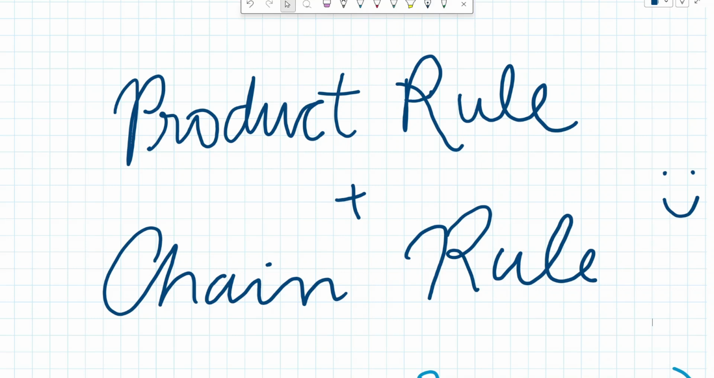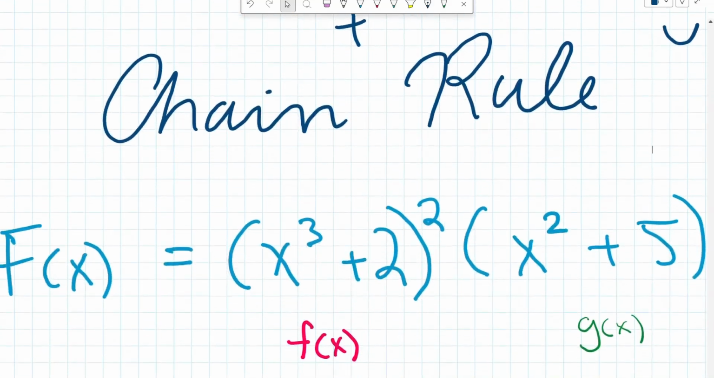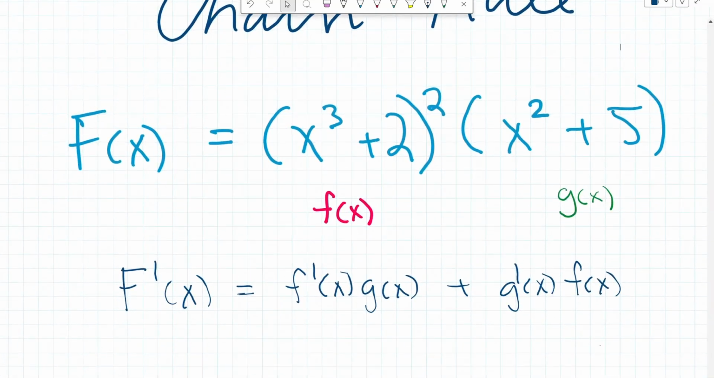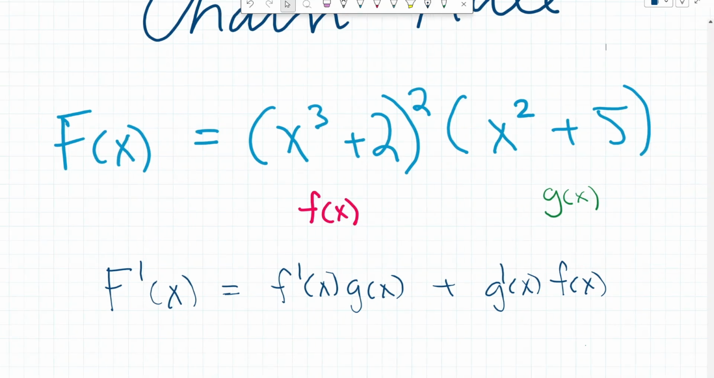Let's start by looking at an example. Let's say that we have f of x equals x cubed plus 2 all squared multiplied by x squared plus 5. The first thing that I want you to look at is that you have two terms here that are separated by a multiplication. This should be screaming out to you at this point that you need to use product rule.